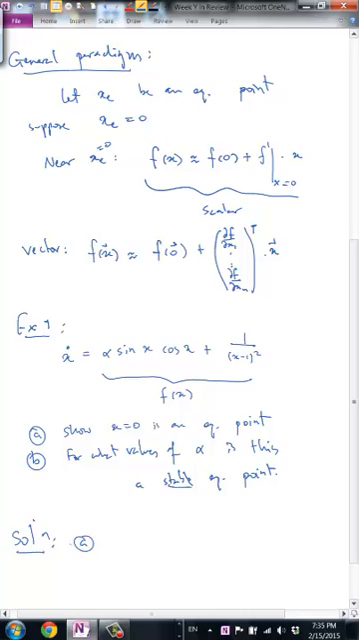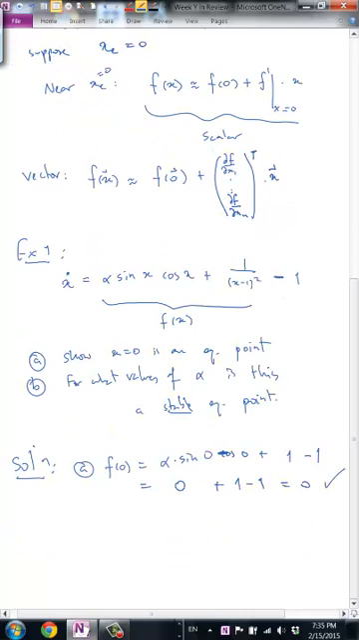For part A, if I plug in 0, I get that f of 0 is equal to alpha times sine 0 times cosine 0 plus 1. Whoops, that's obviously not what I wanted. Let's add a minus 1 there. Plus 1 minus 1, which is going to be 0 plus 1 minus 1, which indeed equals 0. Aha. So it is an equilibrium point.